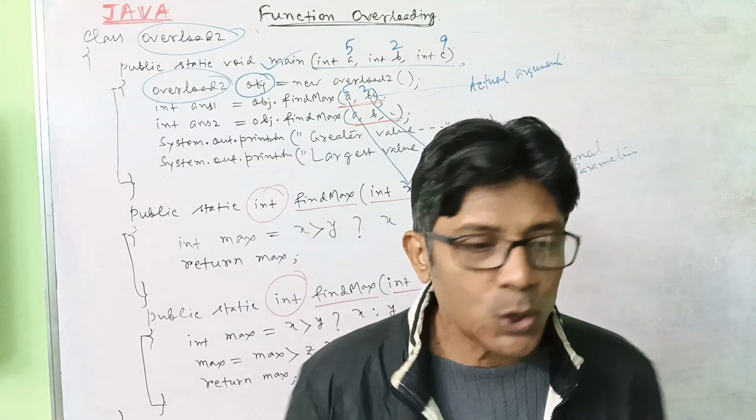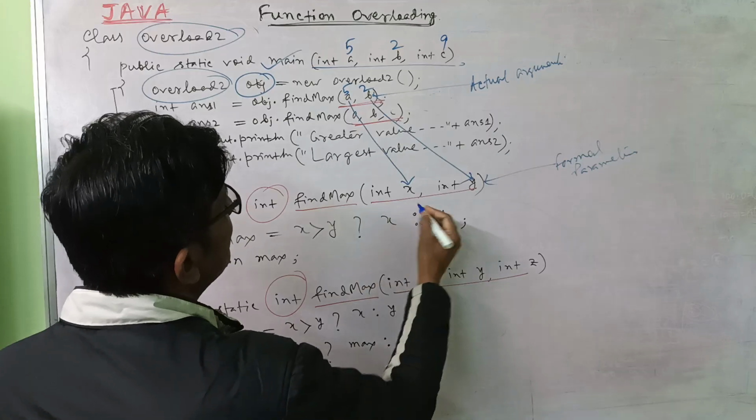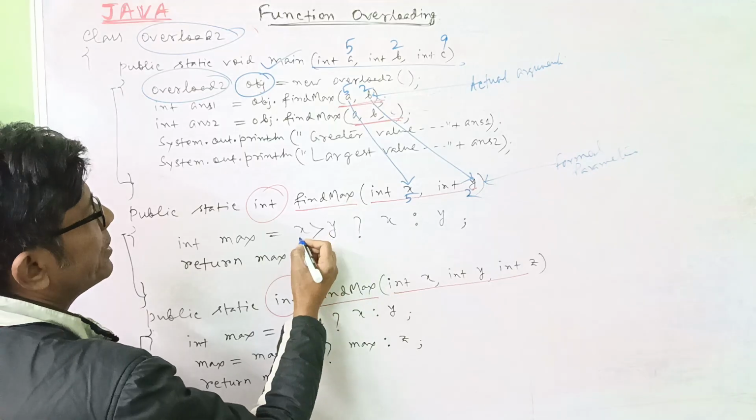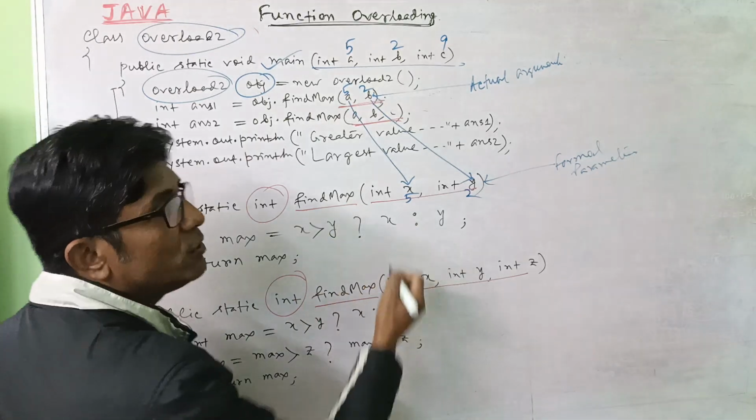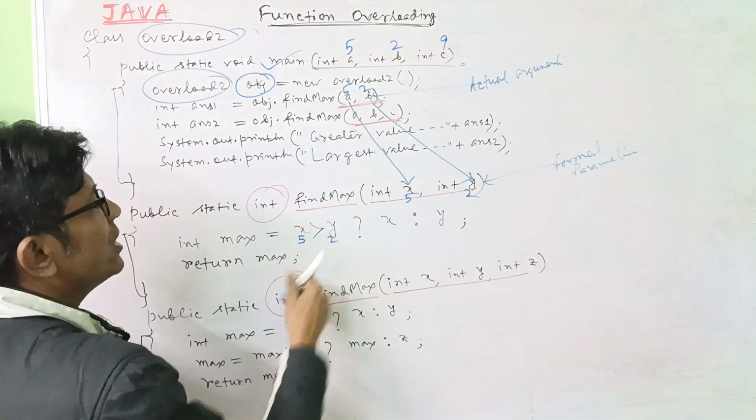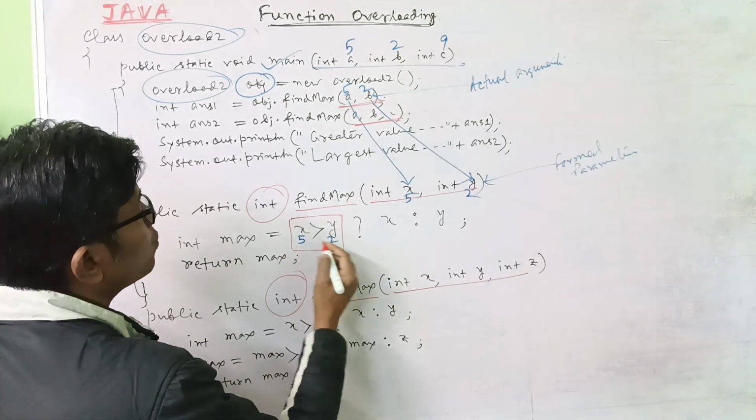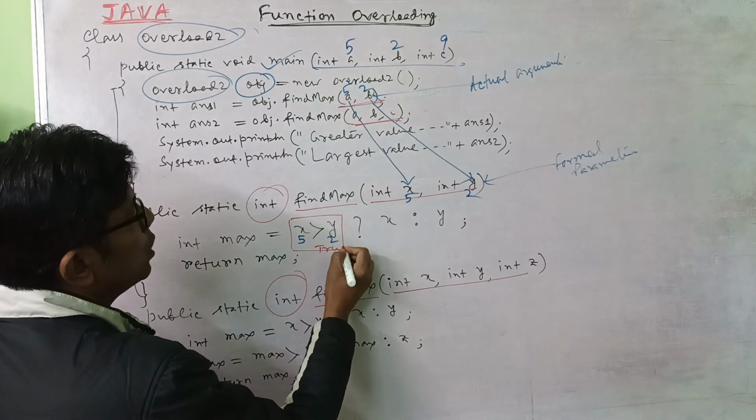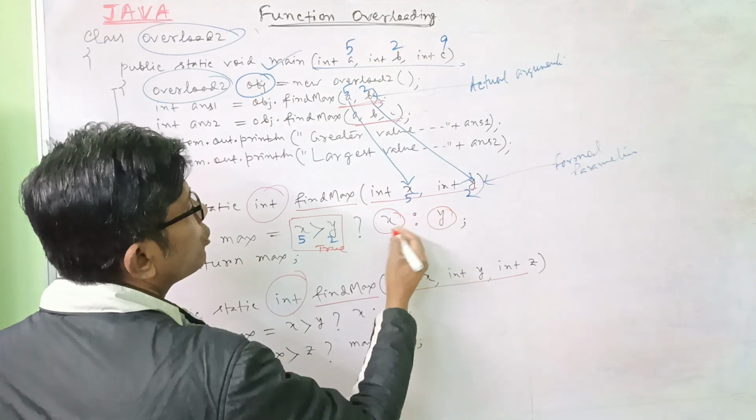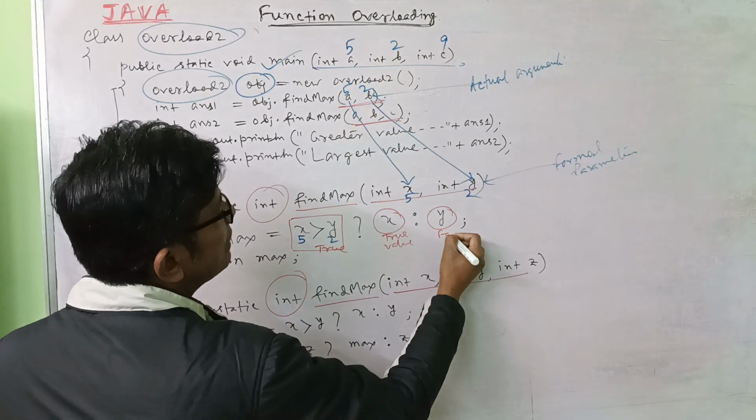So let's see. Here we have a and b, and the values coming are 5 and 2. The computer checks using the ternary operator, with a question mark and a colon. So is 5 greater than 2? Is this condition true or false? If the condition is true, then this is the true value. If the condition is false, then this is the false value.